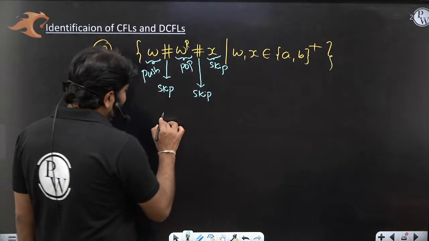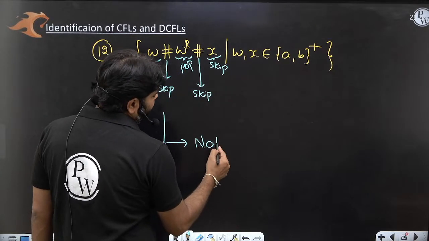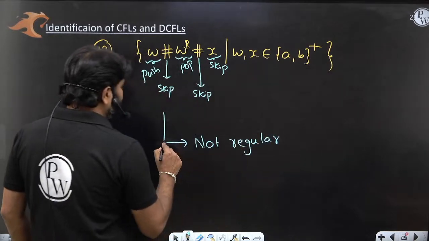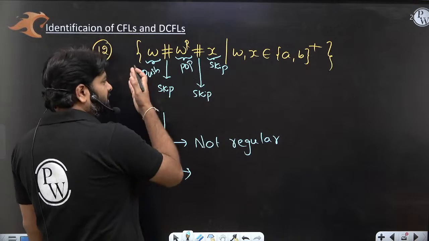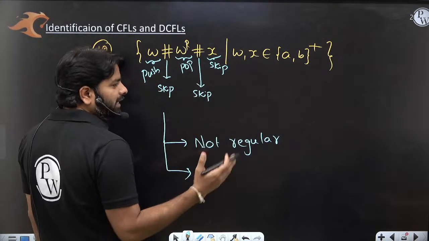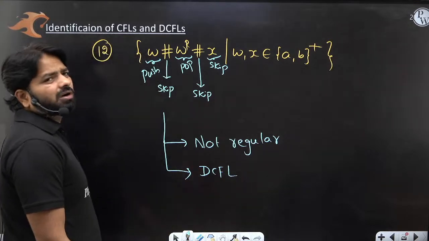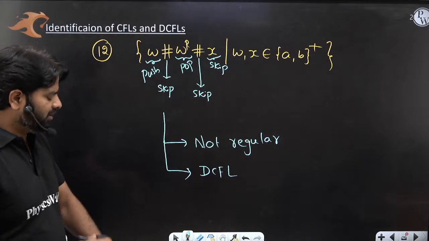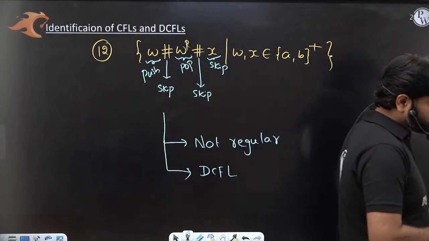And the language is definitely not regular, because you need a stack to understand. It is not regular. And what about the DPDA? Do you have a DPDA for this? Just this, whatever I have mentioned, right? You can design a DPDA. So it is DCFL. Now no need to talk about CFL, because every DCFL is a CFL, right?